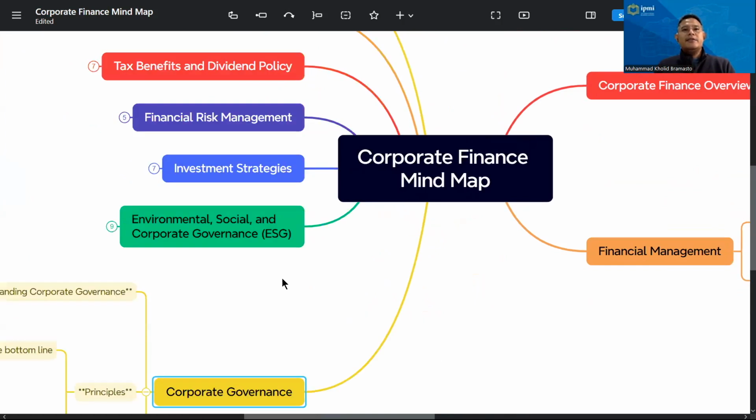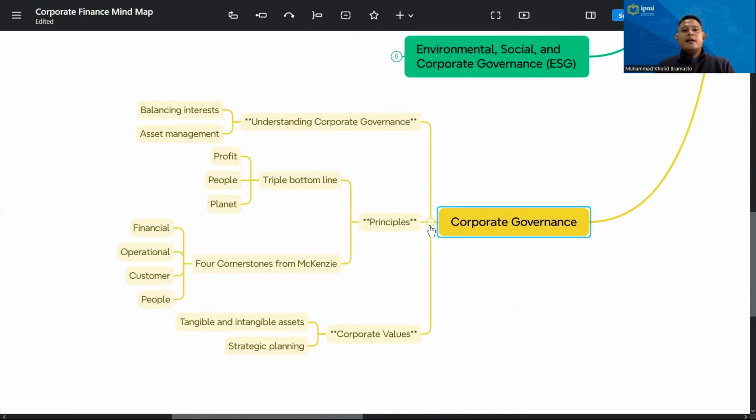And then in corporate governance, we balance the interests of all stakeholders while ensuring value creation through effective management of assets. This approach incorporates key principles like the triple bottom line, which consists of profit, people, and planet. Profit focuses on a framework that measures the company's success not only in terms of financial performance, but also social responsibility, which is included in the people, and environmental impact, which is included in the planet aspect.